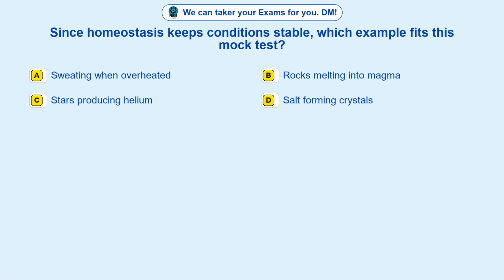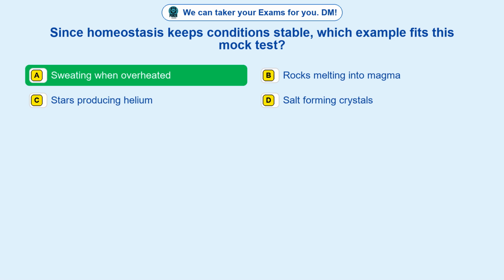Question 20. Since homeostasis keeps conditions stable, which example fits this mock test? Option A. Sweating when overheated. Option B. Rocks melting into magma. Option C. Stars producing helium. Option D. Salt forming crystals. The correct answer is option A.